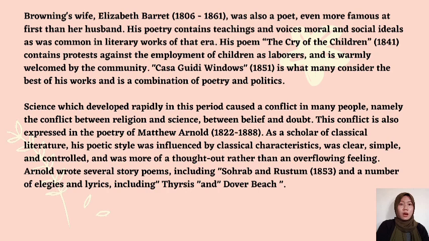As a scholar of classical literature, his poetic style was influenced by classical characteristics, was clear, simple, and controlled, and was more of a talking out rather than an overflowing of feeling. Arnold wrote several story poems, including Sohrab and Rustum, 1853, and a number of elegies and lyrics, including Thyrsis and Dover Beach.